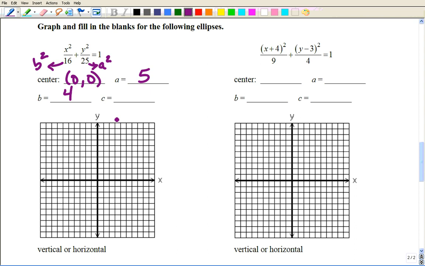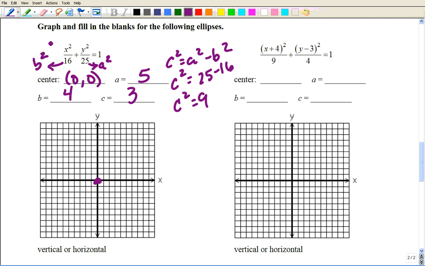To figure out c, remember we use that formula, c squared equals a squared minus b squared. So if a squared is 25 and b squared is 16, c squared is 9. Therefore, c would be 3. Now let's go ahead and graph these points. So we have a center at 0, 0.